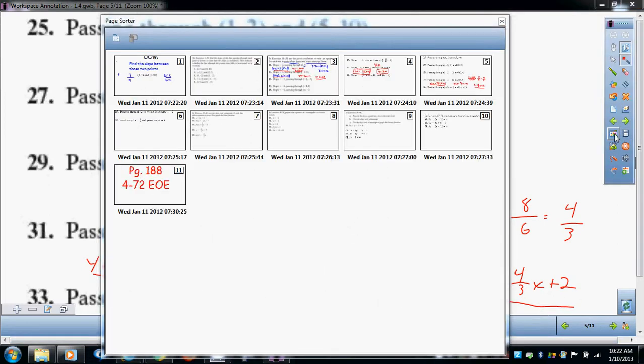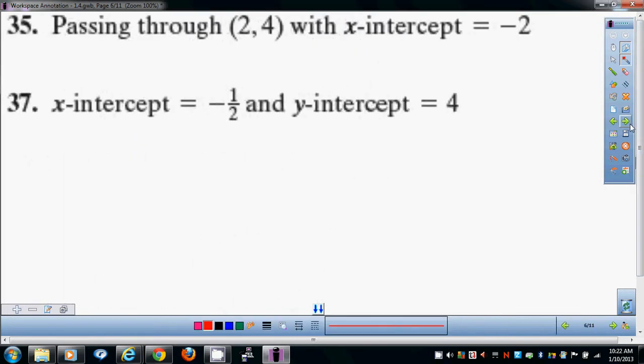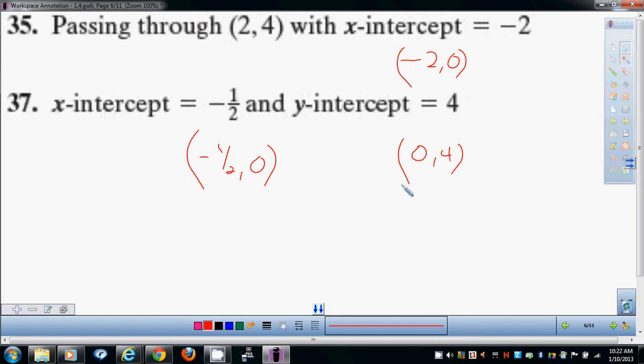Same exact problems. They just worded them different. What's the second coordinate on 35? Negative 2, 0. Very good. An intercept is just a coordinate, with the other one being 0. And what are my two coordinates on 37? 0, 4. And what's the first one? That's right. And then you would do it the same way. Find the slope, plug in one of the points. Question?